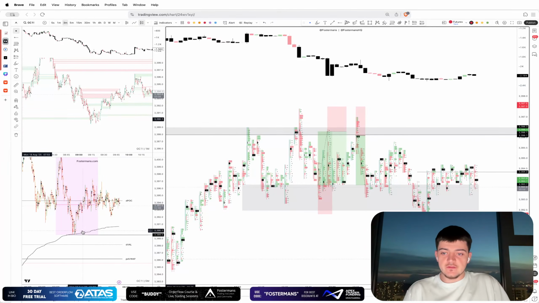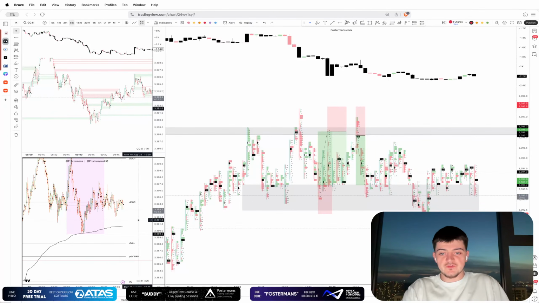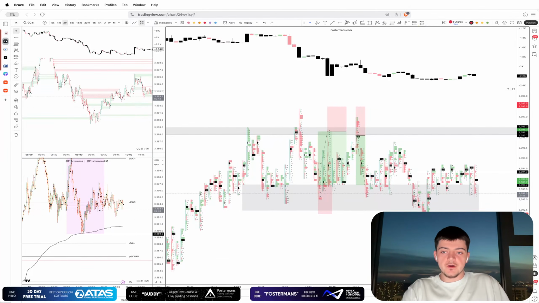So that third trade, if you would have TP'd there around 4 points, if you're using one contract, that's $400 just off that one trade. But if you would have scaled in, you're looking at 2 or 3 contracts.